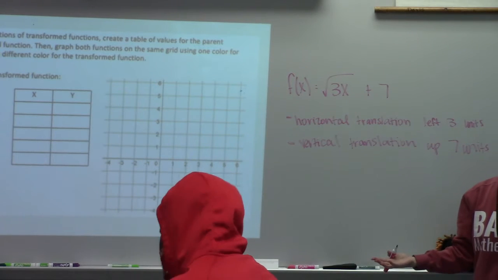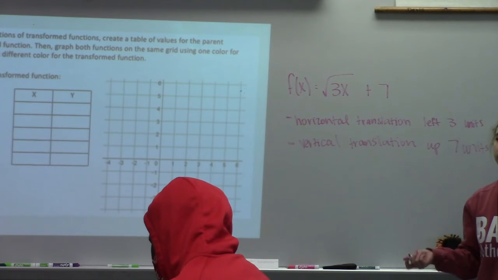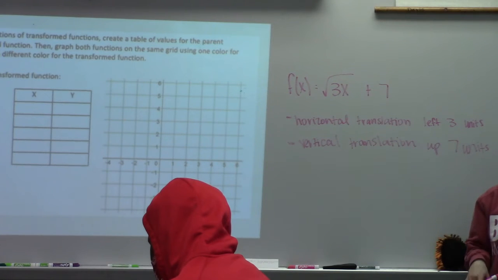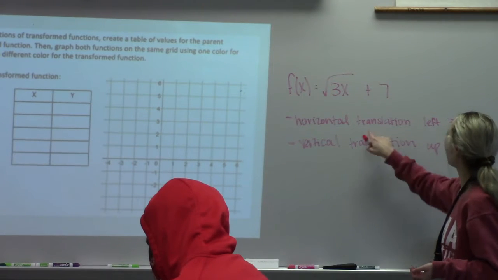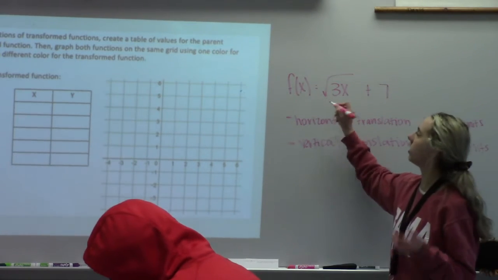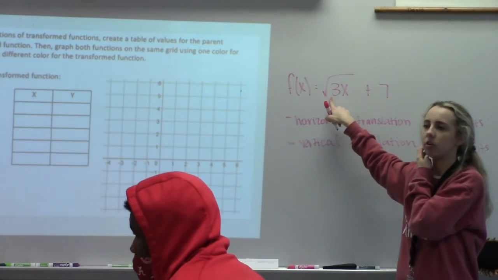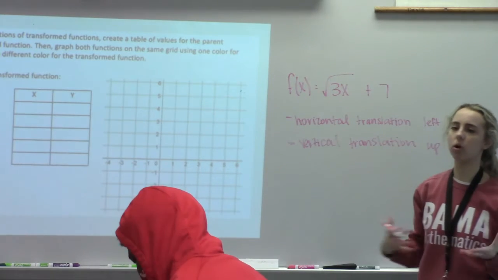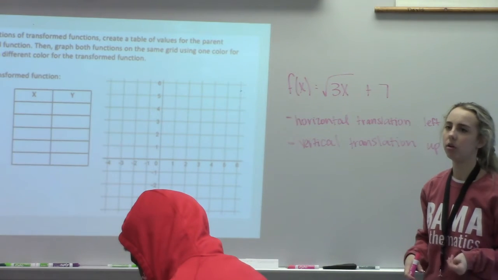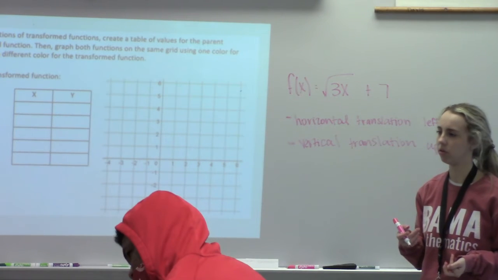We just talked about the operations that create transformations, right? So what did we say created translations? Addition and subtraction. So if I have a translation left 3 units, then I should have some addition or subtraction in front of this 3, right? Is that what I have here? Okay, so what is this 3 doing? Okay, which means I'm going to have what kind of transformation?